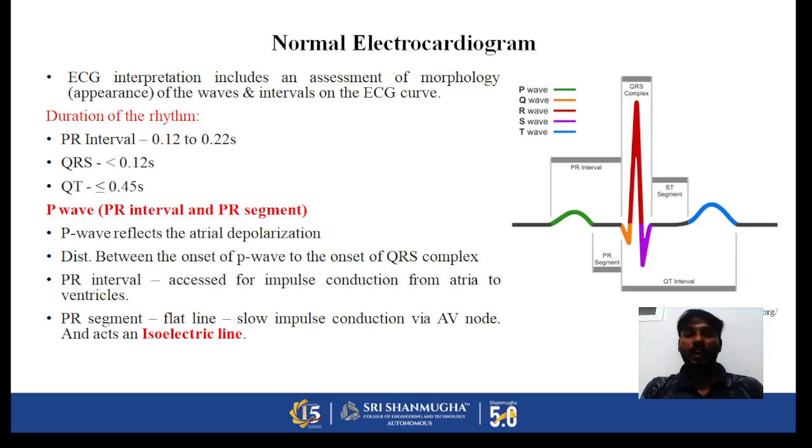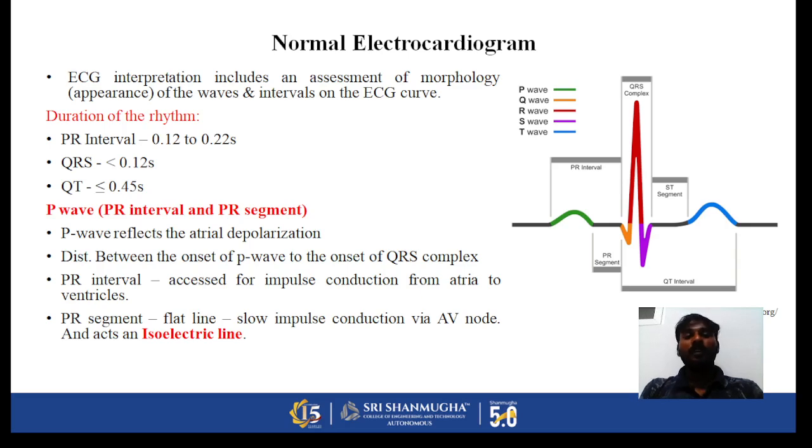Normal electrocardiogram: we are able to assess the morphology of the waves and the intervals on the ECG curves. Duration of the rhythm: the PR interval is from 0.12 to 0.22 second, the QRS complex is less than 0.12 second, and the QT interval is less than or equal to 0.45 second.